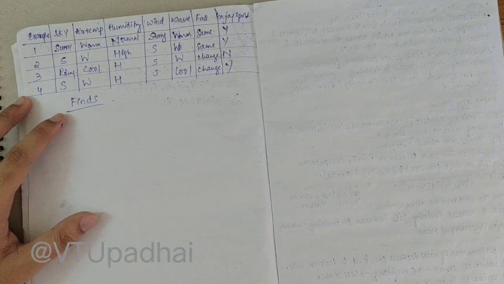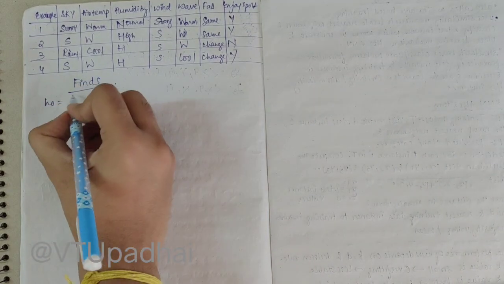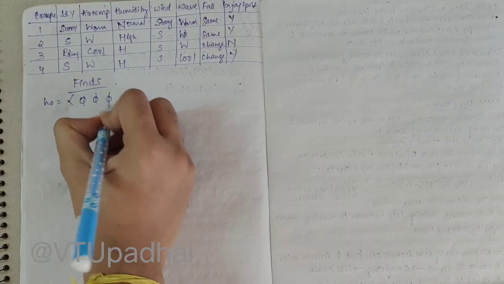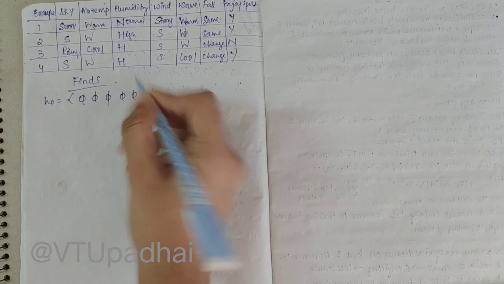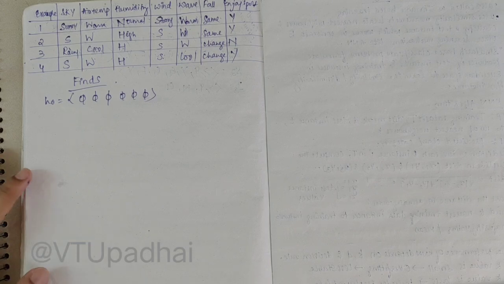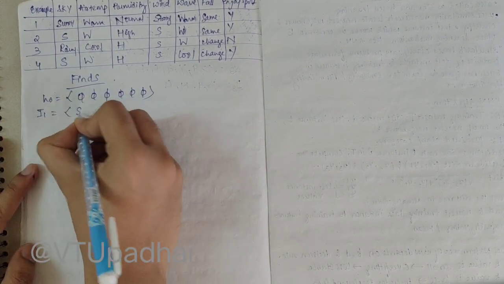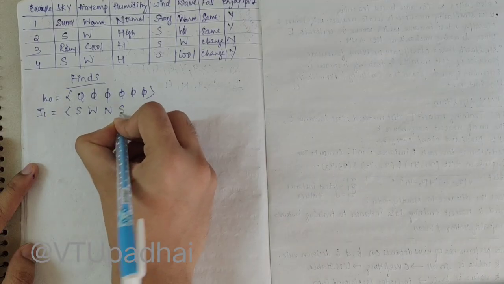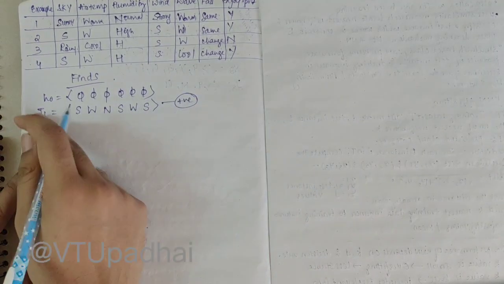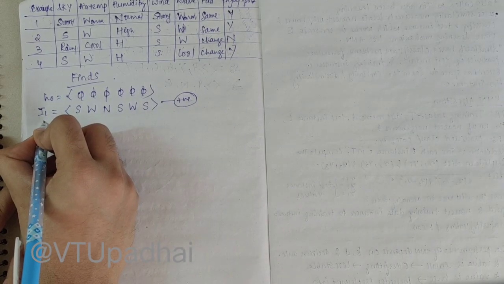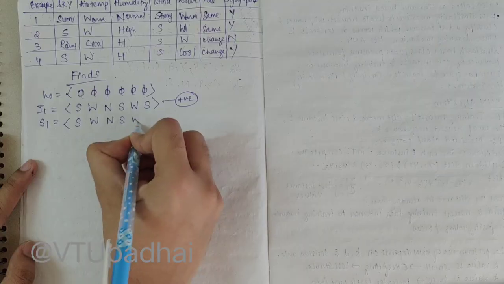So writing the finders first. So firstly, I'll take H0. Most specific hypothesis is filled with 5 values. Here I have 1, 2, 3, 4, 5, 6. 6 different values, right? So I'll fill 5 values. Then I'll take the first instance I1. I'll write it sunny, warm, normal, strong, warm, and same. Okay, this has positive instance. So I'll compare it with H0. So I'll get the updated H0 or S1, which I can write as SWN, SWS.